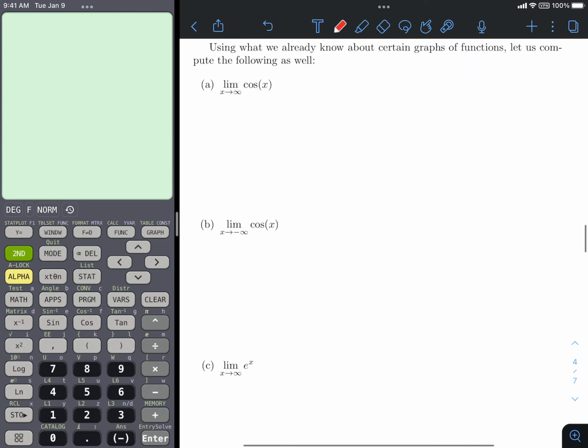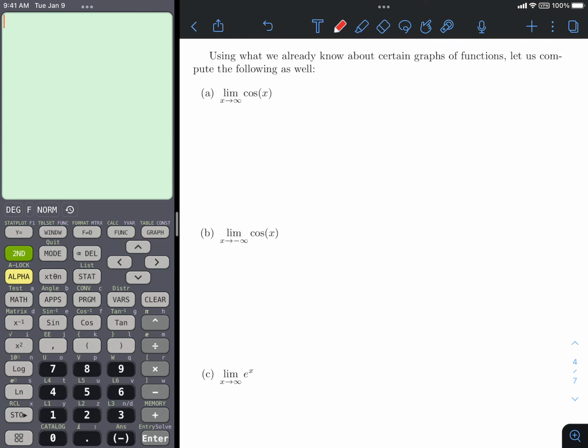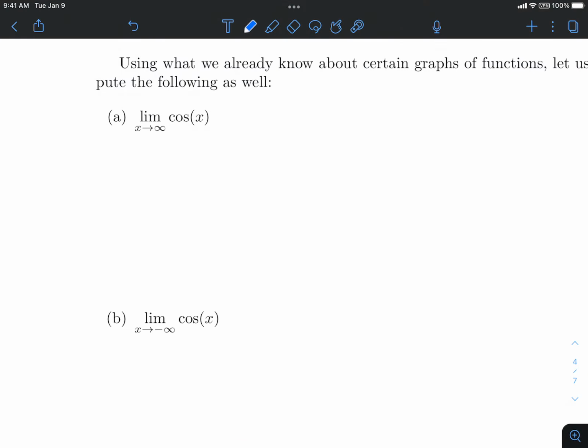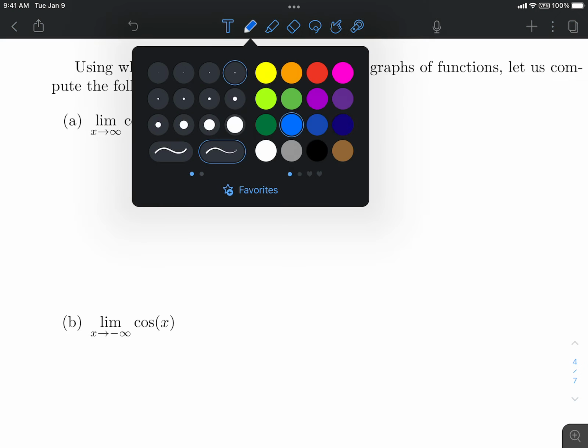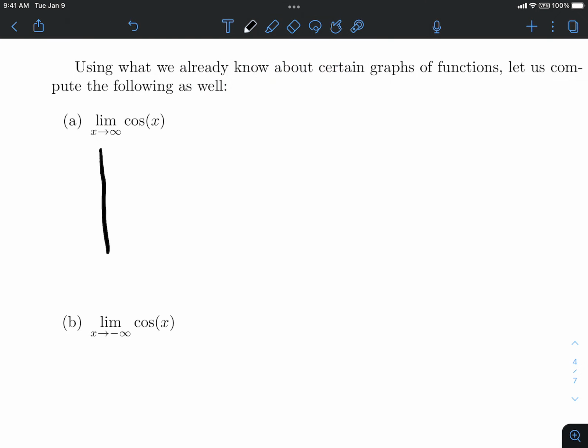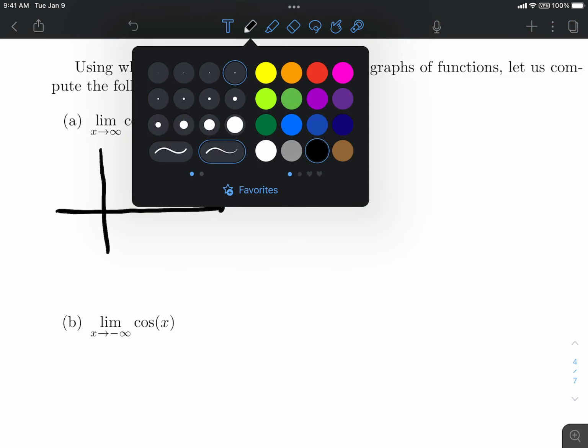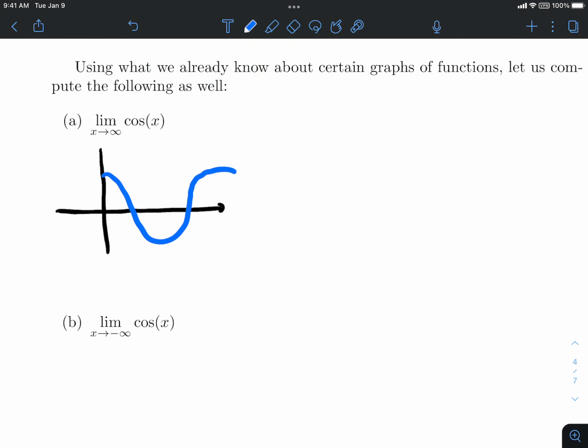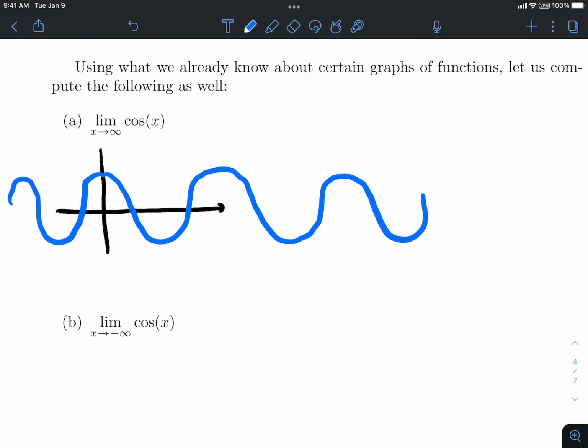So let's use these ideas and try to understand how we can calculate some other limits at infinity for some known functions using graphs that we already recognize and remember. So let me go back to blue. If we look at the cosine function, the graph of it, as you know, is a periodic function. It looks like this. And it does the same to the left. So it's going to oscillate up and down forever.